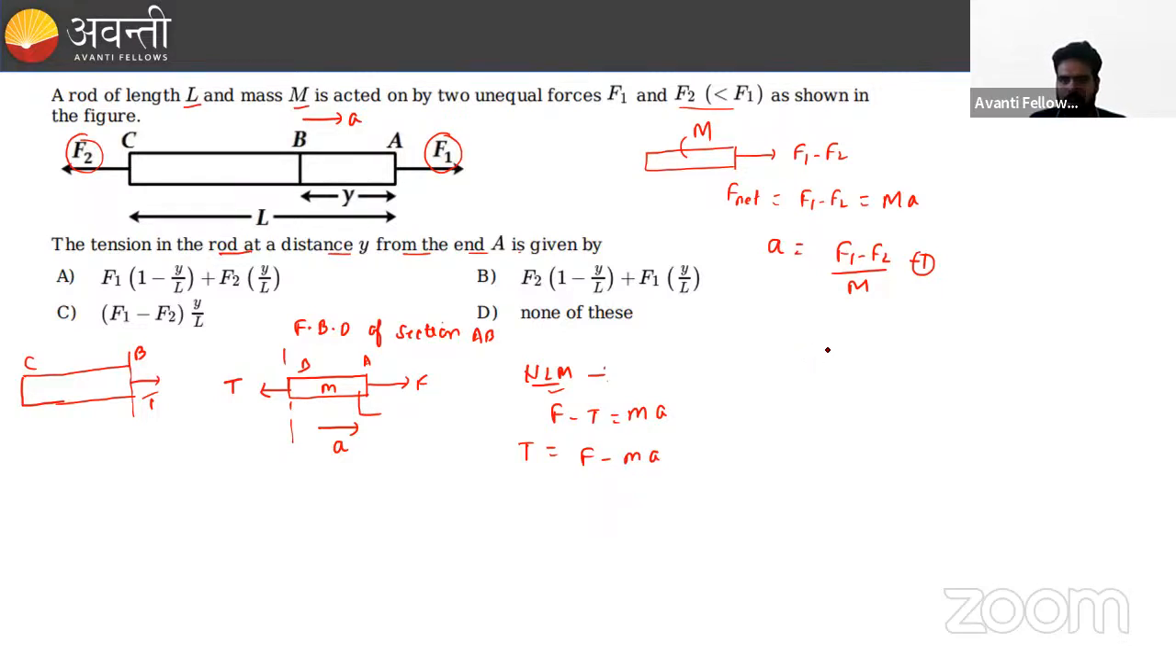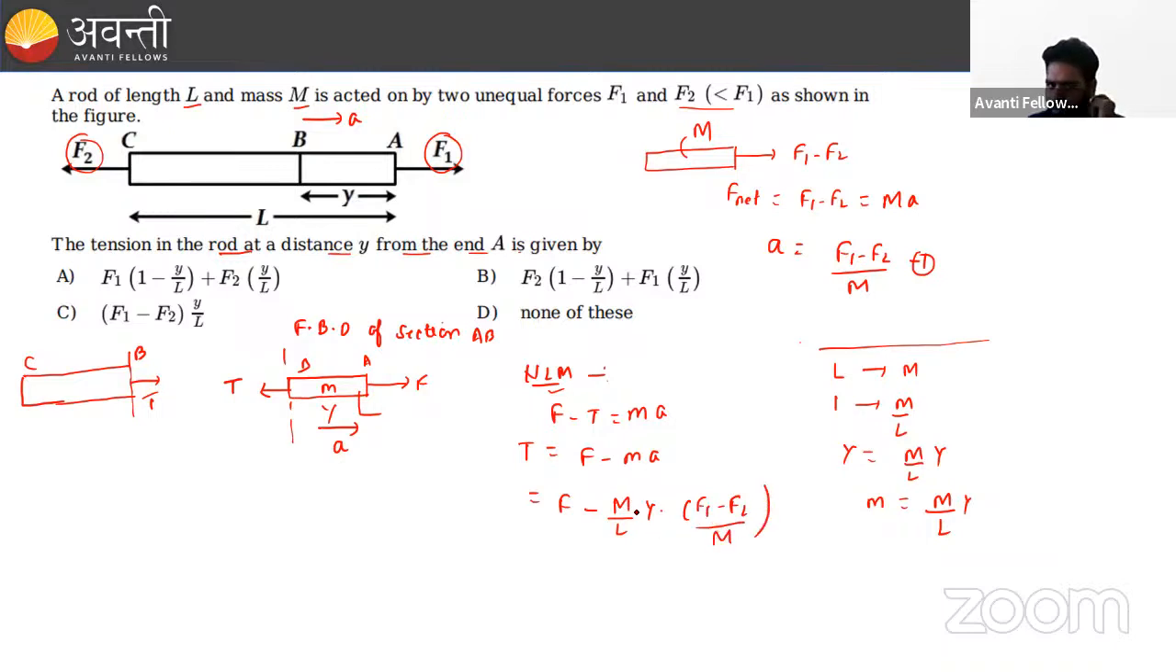So the whole rod has length L and mass M, so the mass per unit length is M by L. We want to calculate the mass of this y length of rod. So this becomes M by L into y. This is the small mass m of the y length of rod, right, guys? So if we put this value, in place of F we put F1, and small m can be replaced by M by L into y. And what is the value of acceleration from equation number 1? F1 minus F2 upon capital M.